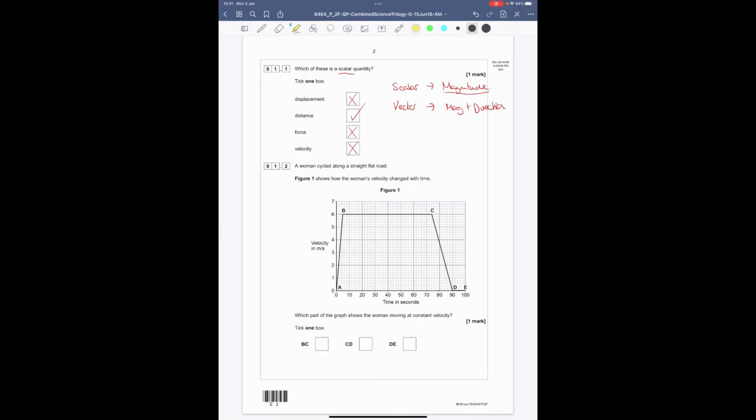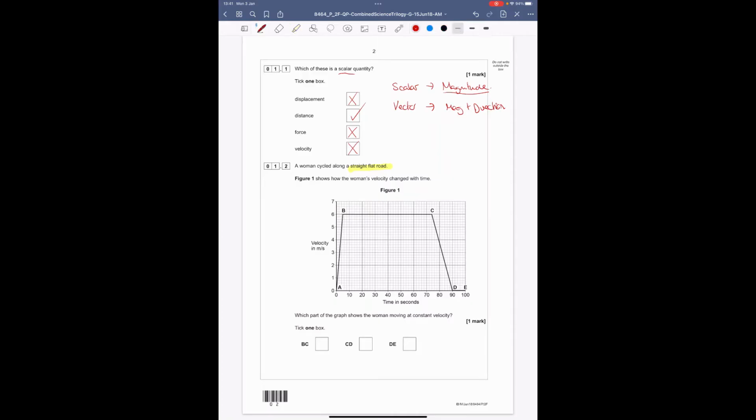Question 1.2 then. A woman cycled along a straight, flat road. Figure 1 shows the woman's velocity, how it changed over time. So you've got different parts here, A to B, B to C, C to D. Which part of the graph shows the woman moving at a constant velocity?